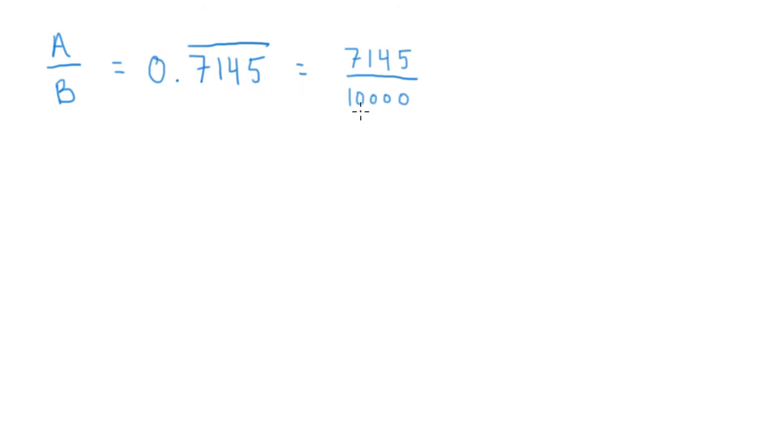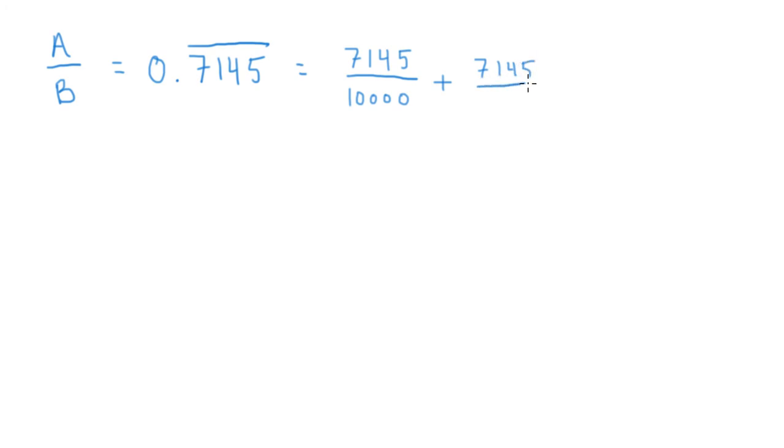That terminating decimal, if I ignore the rest, I can write as 7145 over 10,000, because when I divide by 10,000, I just move the decimal point over that far. And then the next repeating sequence, 7145, is going to start here after 4 decimal points.